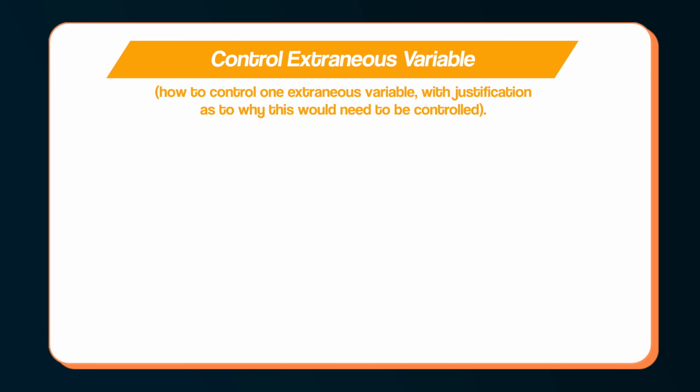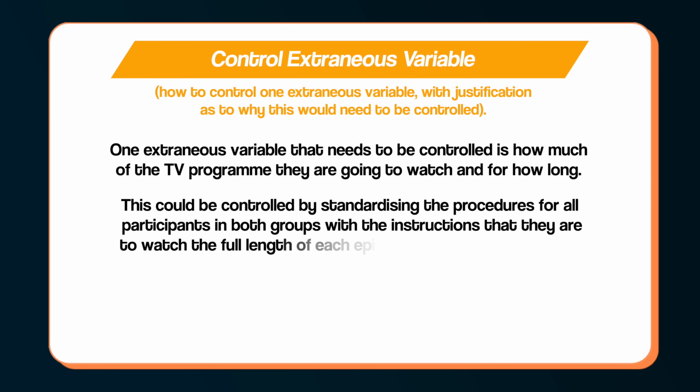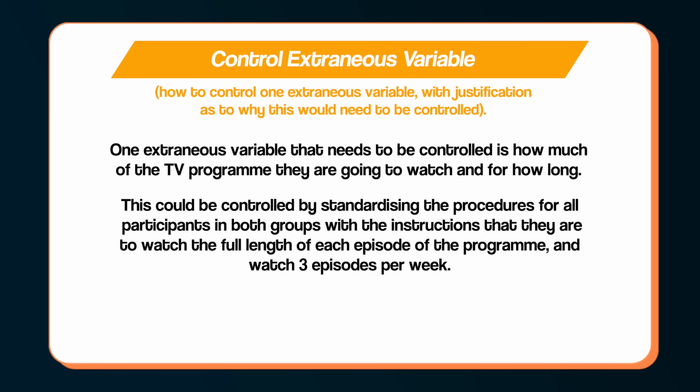Thirdly, how to control one extraneous variable with justification as to why this would need to be controlled. One extraneous variable that needs to be controlled is how much of the TV programme they're going to watch and for how long. This could be controlled by standardising the procedures for all participants in both groups with the instructions that they are to watch the full length of each episode of the programme and watch 3 episodes per week.